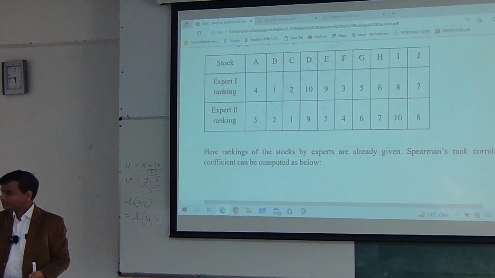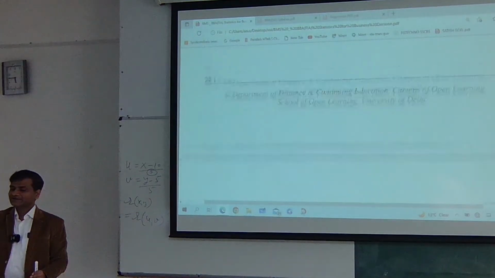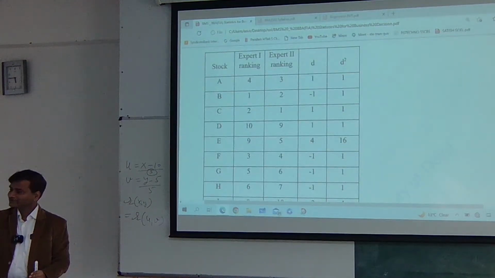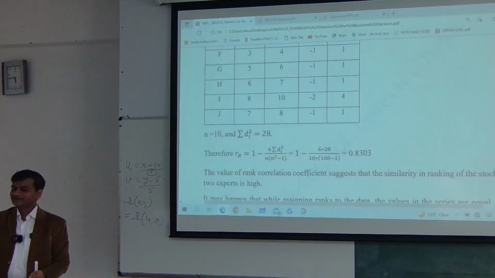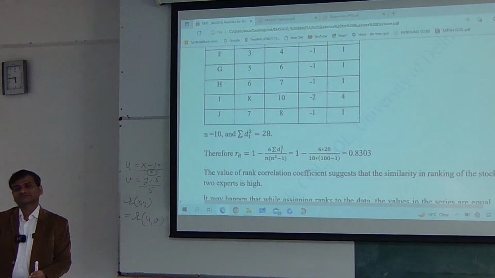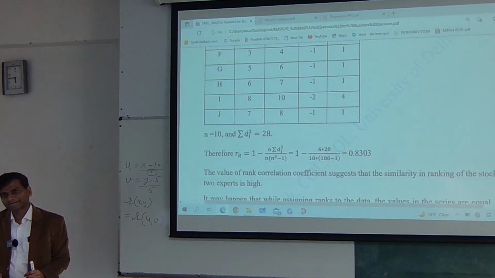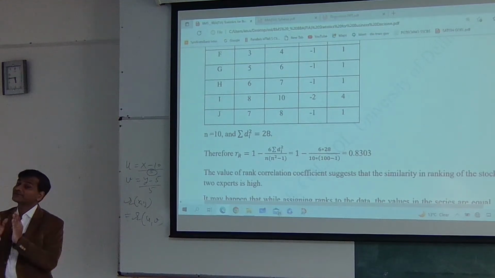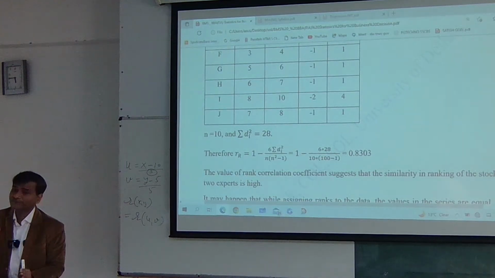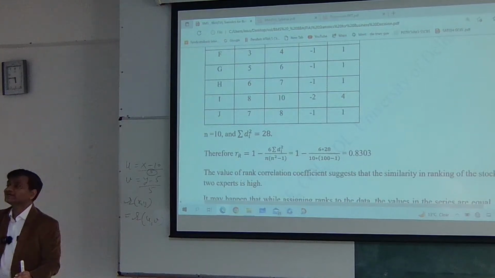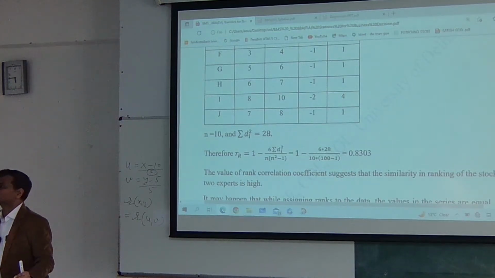Here, because we have rank data, just calculate the difference of the ranks. D is the difference, square it, add it. The total of the squares of the differences of the ranks is 28. Total n is 10, apply the simple formula and you get 0.83. So again there is a strong positive relationship between the opinions given by the two experts about the stocks.